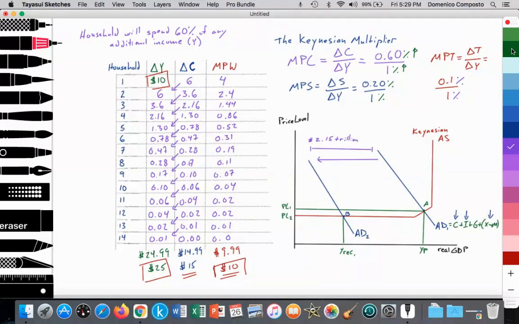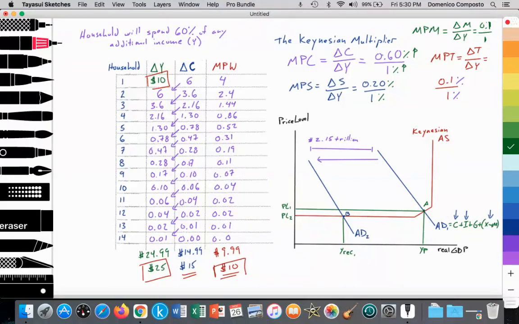And to complete that, we're going to squeeze in one more. This is the marginal propensity to import. That is equal to the change in buying imported goods as a result of a change in income. And let's say again that this is 0.1 over 1. So if I get an additional dollar, I will spend 10 cents of it on imported goods, and those 10 cents will leak out of my domestic economy.